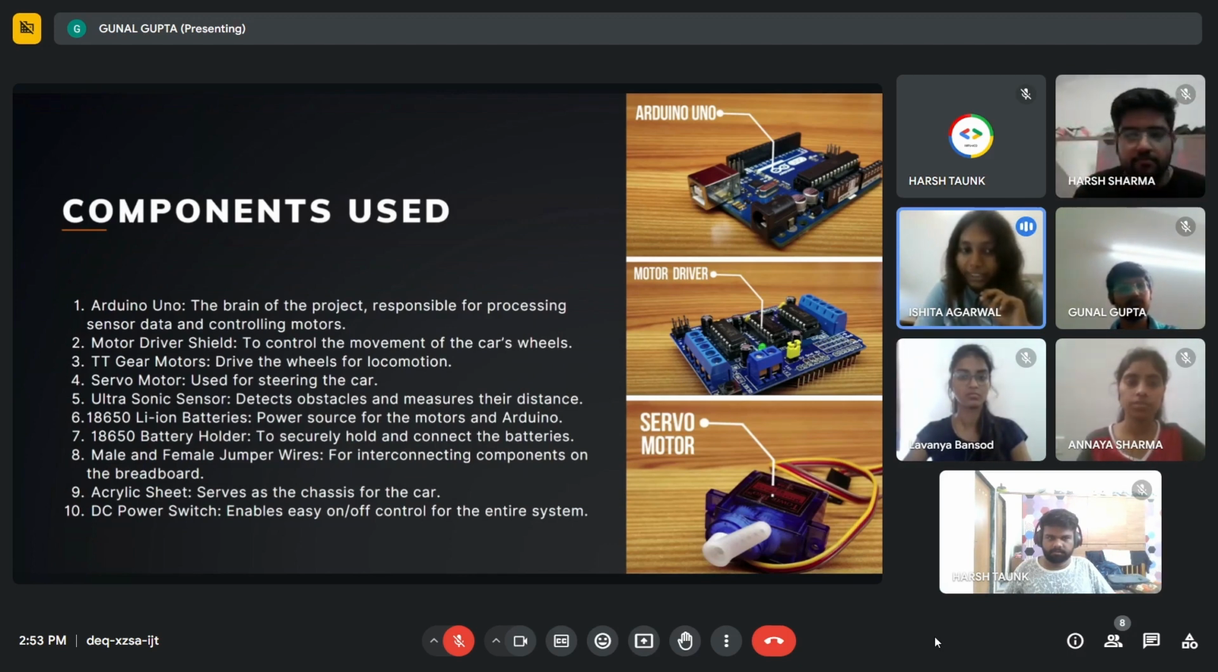18650 Li-ion batteries, which are a power source for the motors and Arduino. 18650 battery holder, which is used to securely hold and connect the batteries. Male and female jumper wires for interconnecting components on the breadboard. Acrylic sheet, which serves as the chassis for the car. And last is DC power switch, which enables easy on-off control for the entire system.